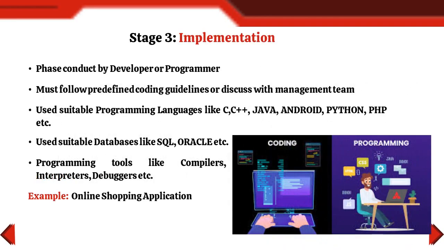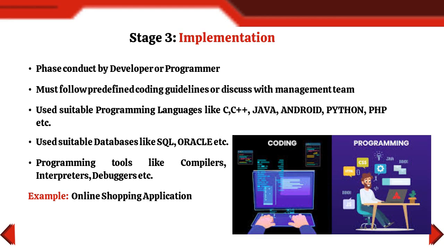The third stage of the SDLC is the implementation, also known as the coding phase. This phase is usually carried out by developers or programmers. During implementation, the team writes the actual code to build the software. It's important to follow predefined coding guidelines and communicate with the management team if any clarification is needed.